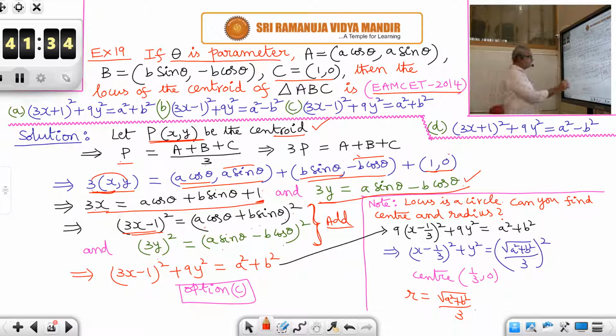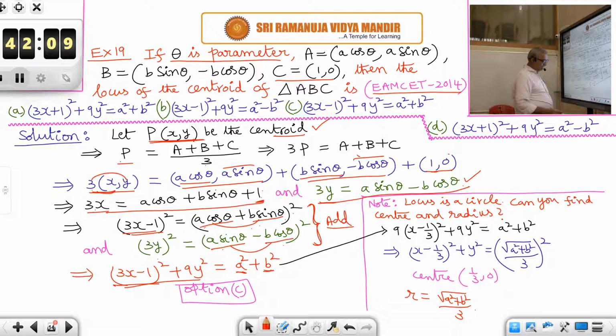Then what happens? Left side (3x minus 1) whole square plus 9y square. Right side, see carefully. Here a square cos square theta, here a square sin square theta. Their sum is a square. Here you get b square sin square theta, here you get b square cos square theta, their sum is b square. What about this one? Plus 2ab sin theta cos theta minus 2ab sin theta cos theta. They will cancel out. So simply you will get a constant a square plus b square on the right side.